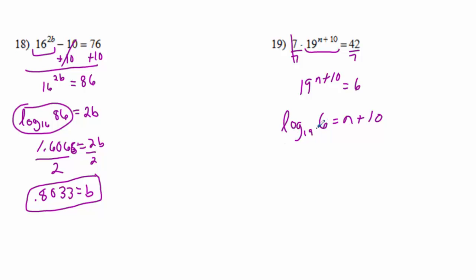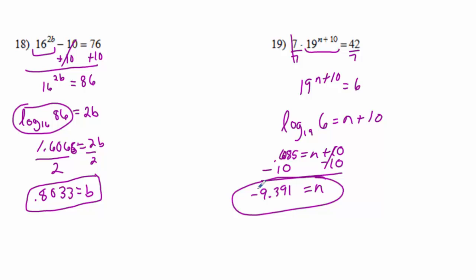So log base 19 of 6. Anybody know what that is? What? Say it again. Point, divided by the 0.6. 0.6, was there an O? Yes. 0.6085 equals n plus 10. Then I subtract 10 from both sides. And n equals, so go ahead and subtract 10 on your calculator because that's a little tricky. Negative 9.391.